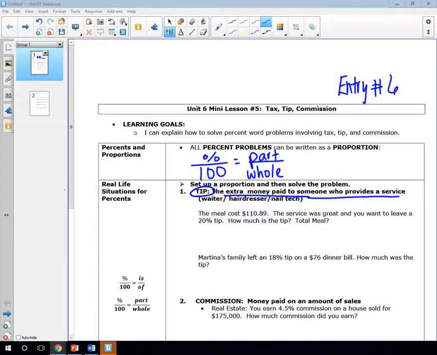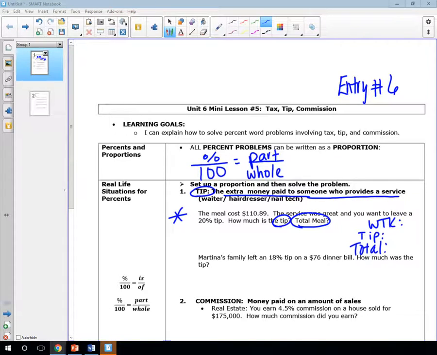For the first example, it says the meal cost $110.89. The service was great, and you want to leave a 20% tip. Sometimes people leave 10%, typically 15%, and if it's really, really good, you leave a 20% tip. So how much is the tip and what is the total meal? I'm going to come to the side and do my WTK. This one actually asks for two things, the tip and the total. That's just going to help me know that when I'm solving this problem, I don't want to stop until I've solved for those WTKs, the tip and the total.